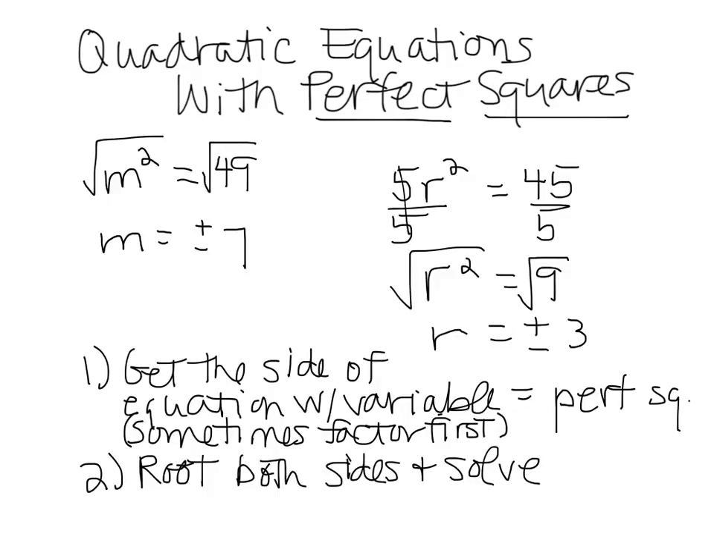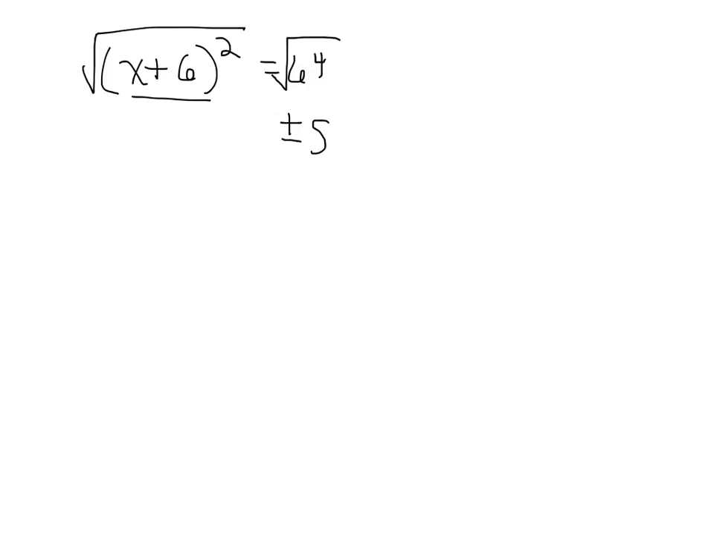Okay, so let's see how that looks. First of all, we have ones that look like x plus 6 squared equals 64. Well, here's our side of the equation with a variable, and it's already a perfect square. So to get it alone, I can root both sides. Square root of 64 is 8, and then the square root of x plus 6 squared is x plus 6.